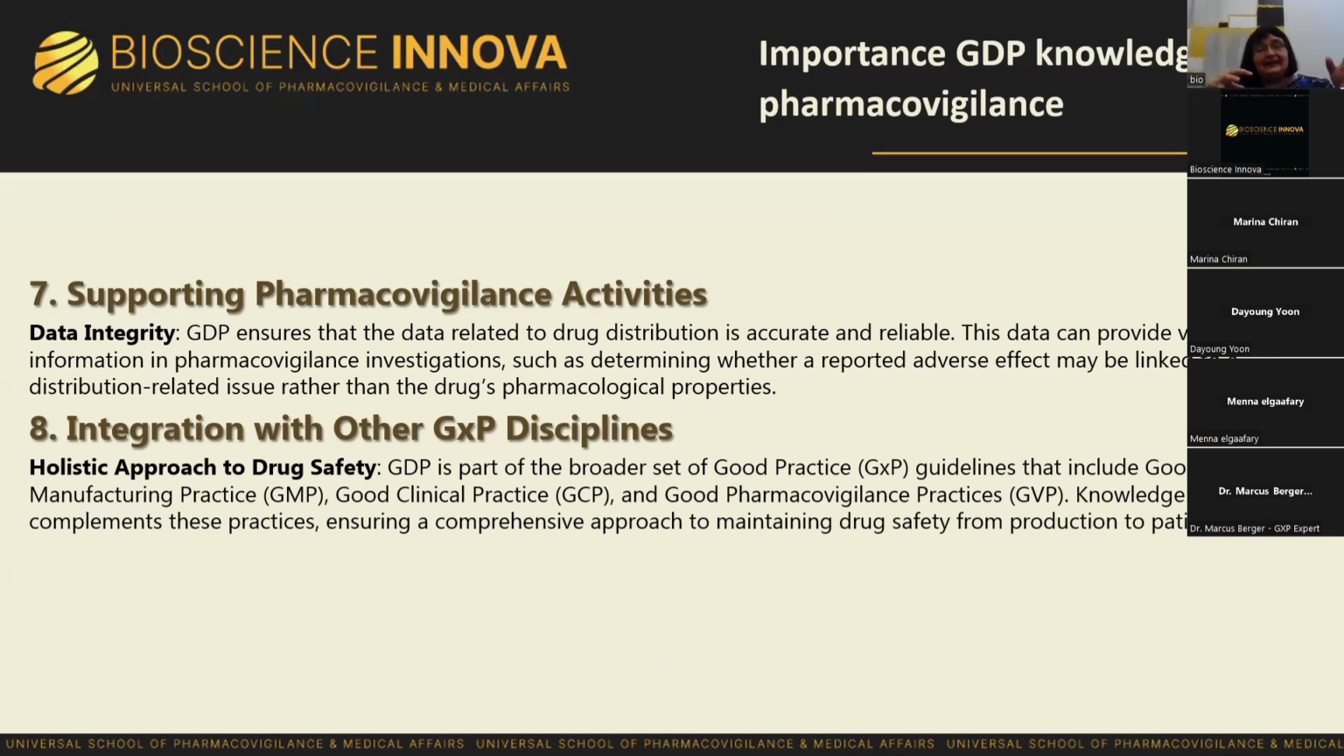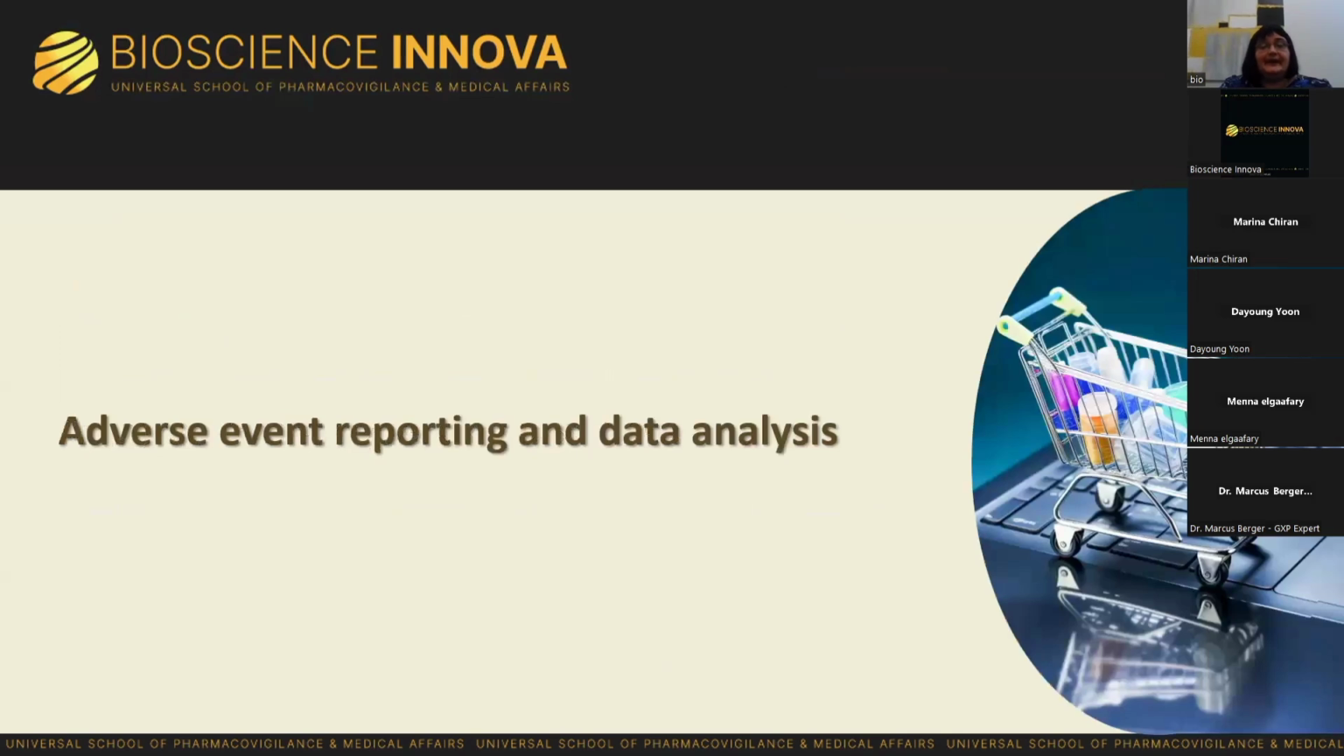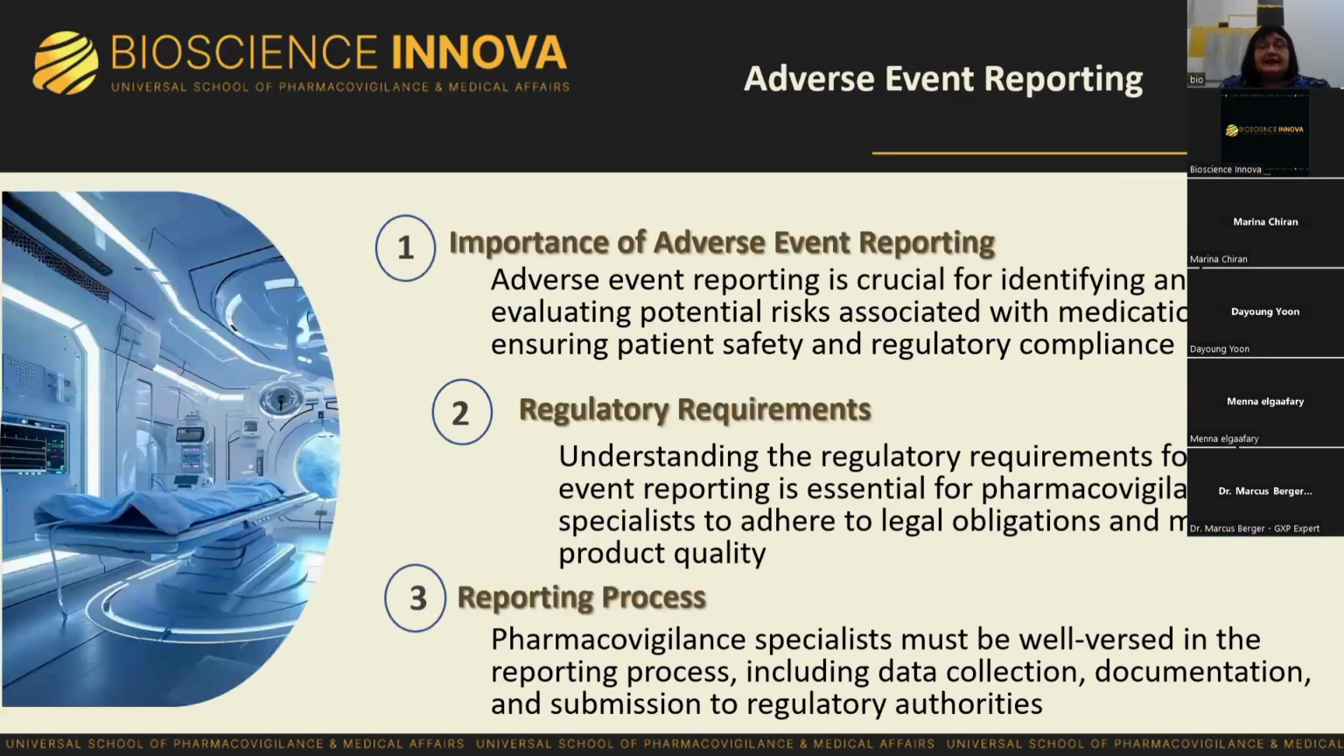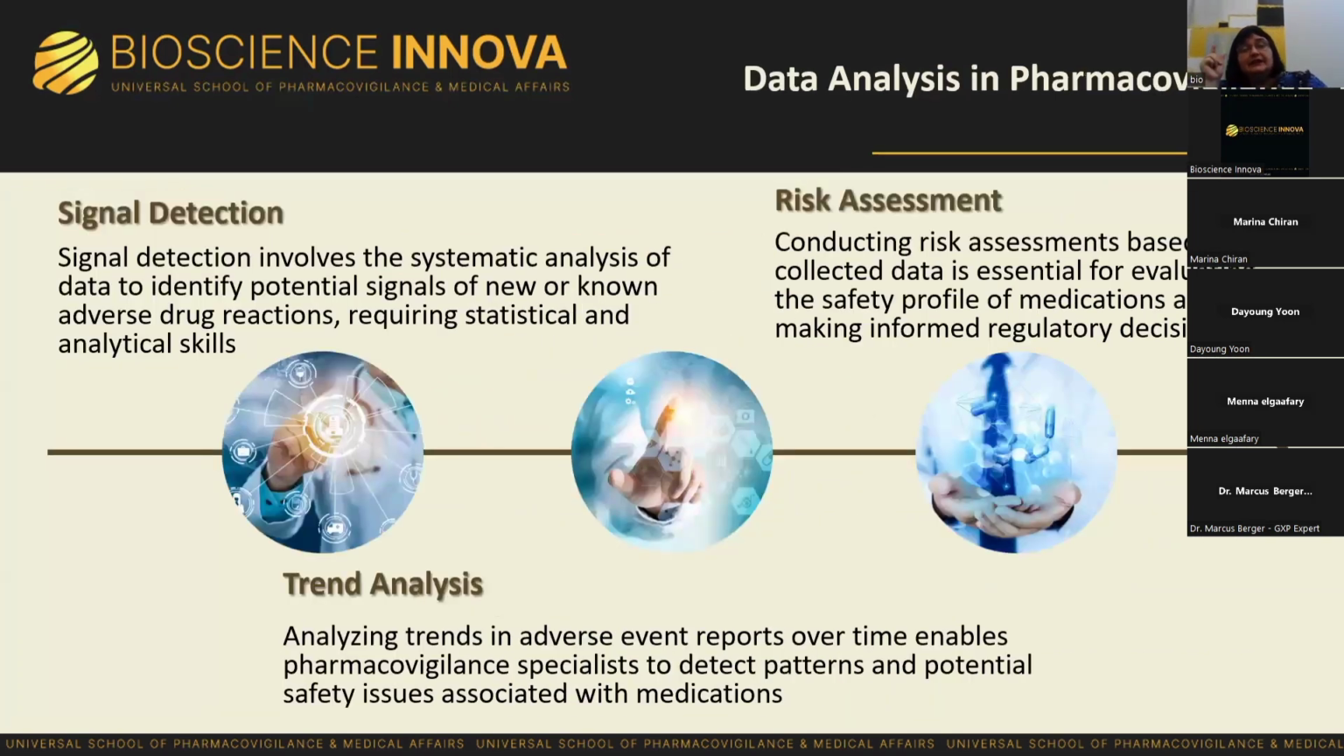It's again interaction between GDP, GMP, GCP, and as a result, GVP, because we will find risk, and we should minimize it. But if we do not recognize the risk, how will we minimize it? Adverse event reporting and data analysis is about databases, and it depends on you how successfully you choose your database: duplicate detection, signal detection, medical assessment. The database should be validated; the QPPV should know the validated version of the database.